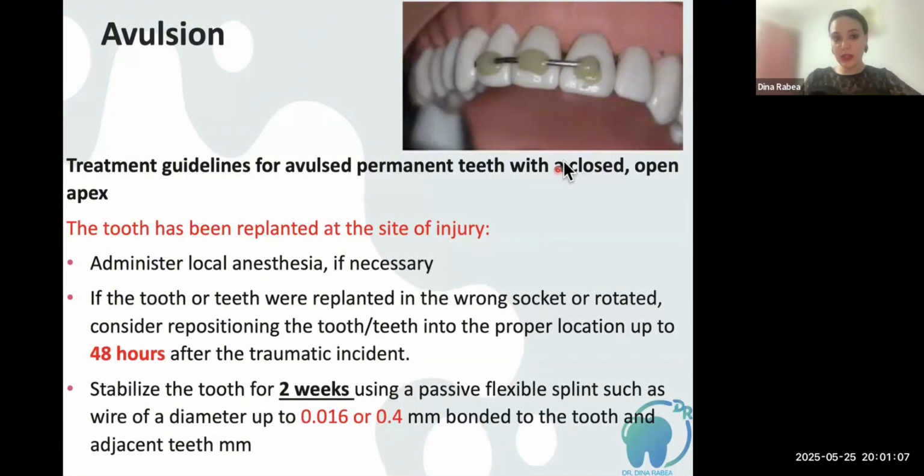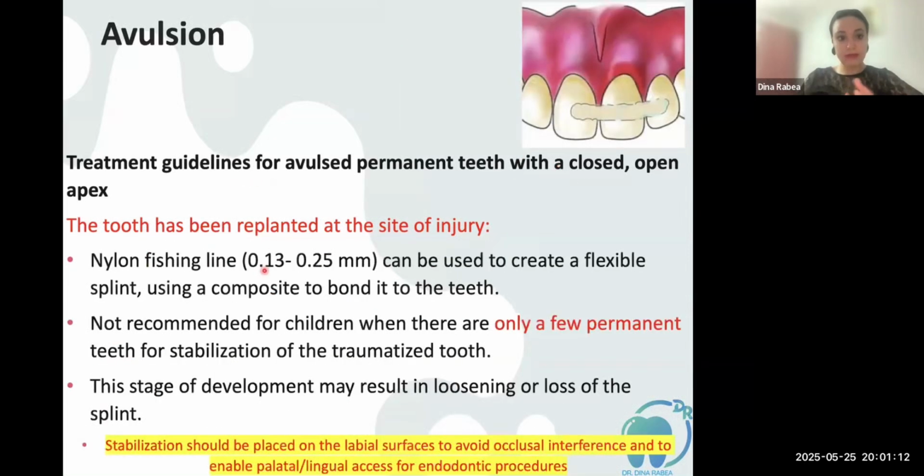We can also use some other kinds of flexible splints, for example, nylon fishnet. But nylon fishnet is considered very weak. So most of the time, if we have very short permanent teeth at like 7 or 8 years of age, when the teeth are still not mature, we do not like to use nylon fishnet because it does not stabilize the teeth in position. But it's still, again, a viable option, and it's more aesthetic than composite and wire.